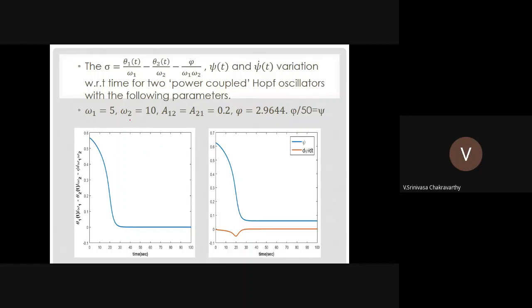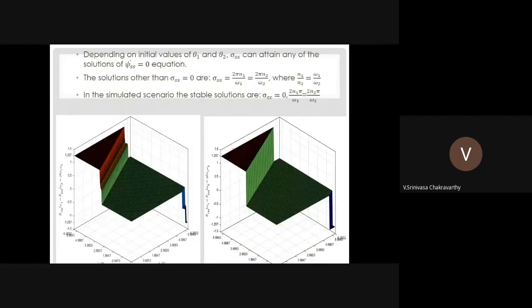So this is for omega 1 is 5, omega 2 is 10, and A12 and A21 are small numbers, small magnitude, and phi is so many radians, right? And so you get this result. So it's working. But there are small problems with this also. That is, sigma will be equal to 0.